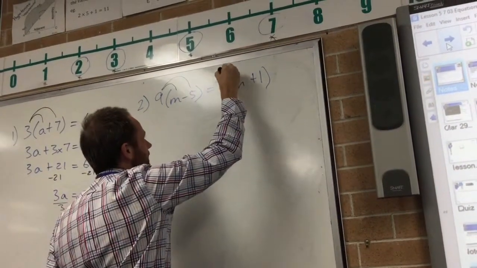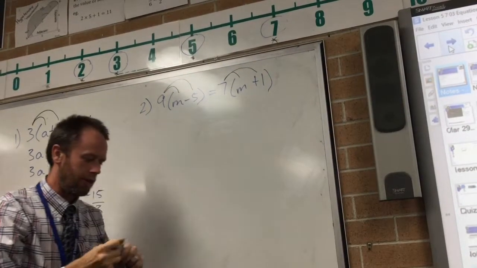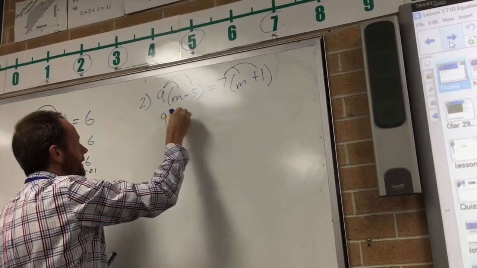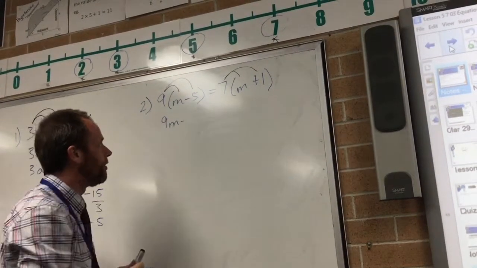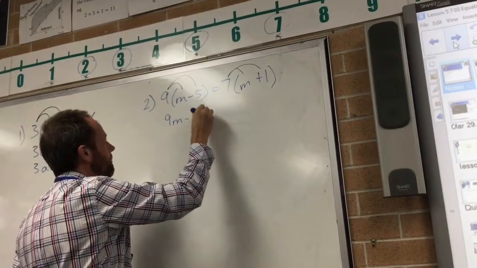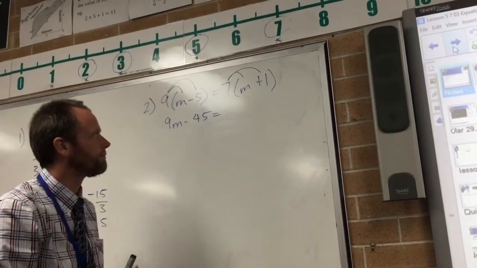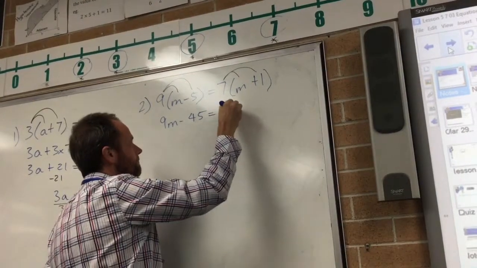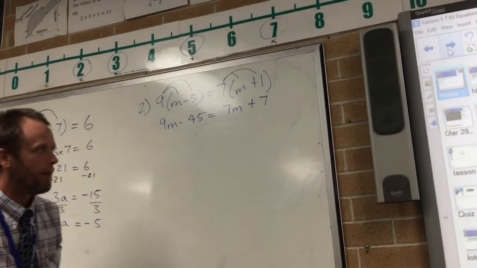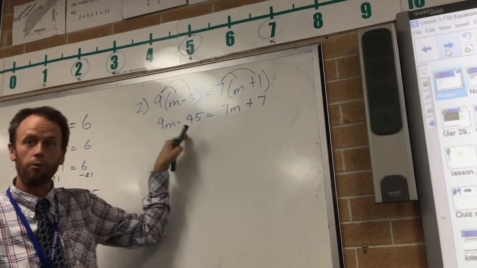I'm actually going to do the same on the right-hand side. So I then end up with 9m, and I hope you're getting to the point now where you know 9 times 5, we're just going to multiply that, so it becomes negative 45. 7m plus 7 times 1 is 7. But now I have an equation with variables on both sides.